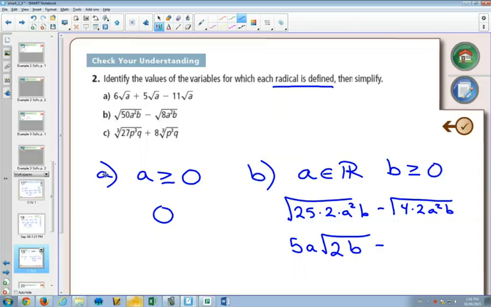Same thing over here. The square root of 4 is 2. I have an a squared. That would come out in front. And I'd be left with a 2b. So we've written them as mixed radicals.